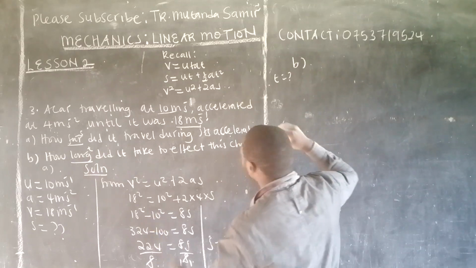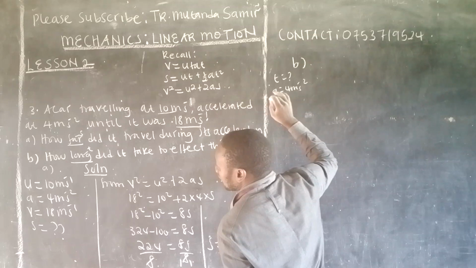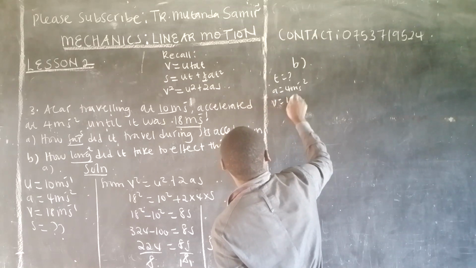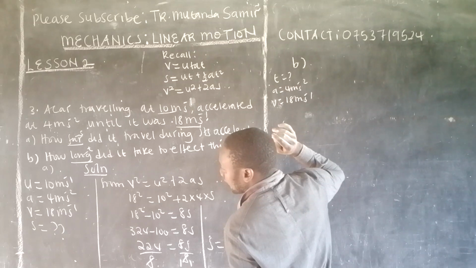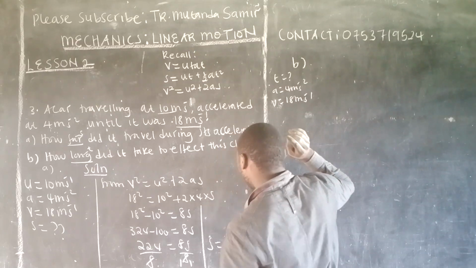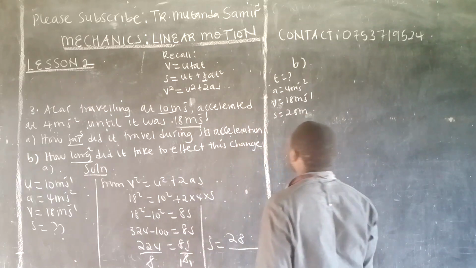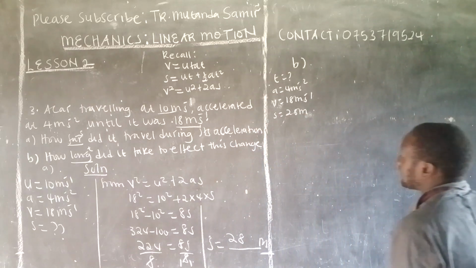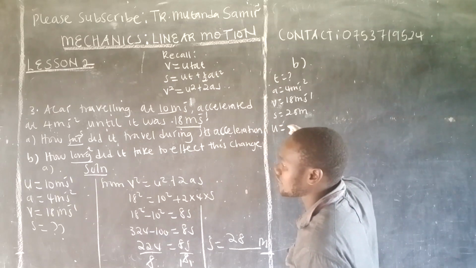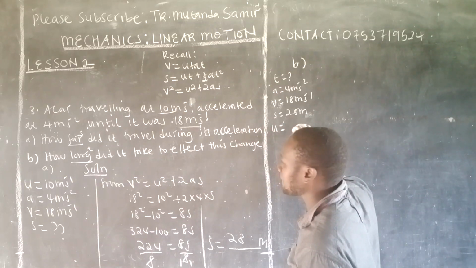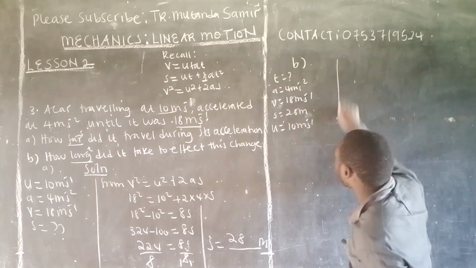But we have that information already. We have our A as 4 meters per second squared. We have our V as 18 meters per second. Even the S, we can add it on there, 28 meters. Now, how shall we get the time? Oh, we even have the U, which is 10 meters per second.